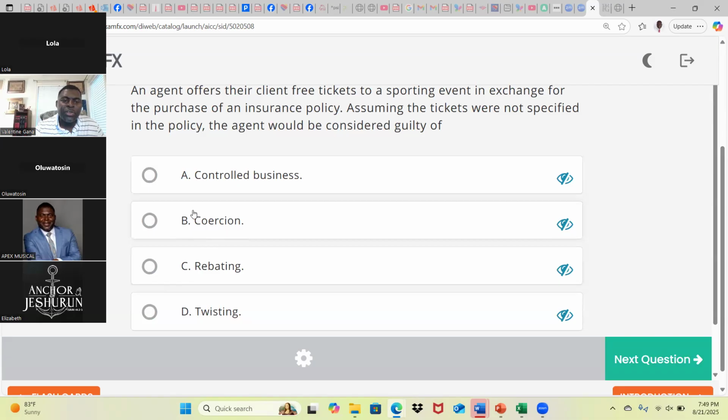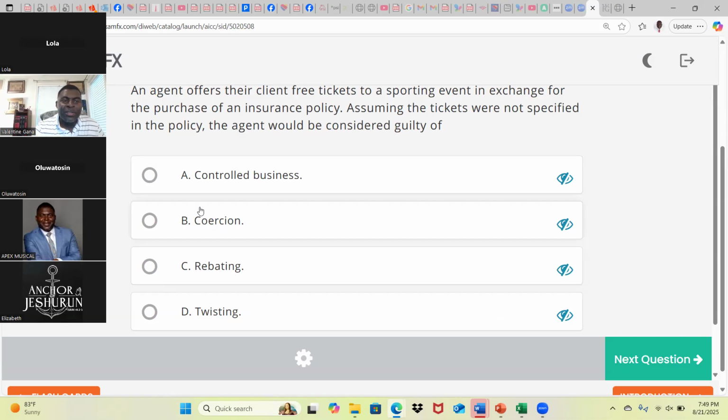Coercion. What is coercion? Coercion is using undue force or using duress to convince somebody to do something or to convince somebody to buy a policy. So coercive practices are illegal.